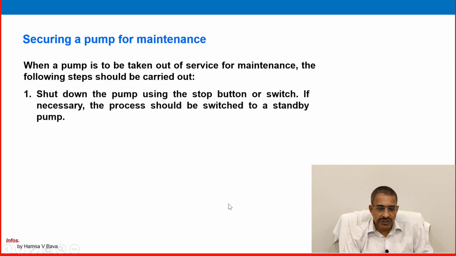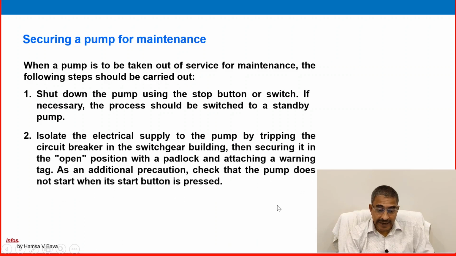Shut down the pump using the stop button or switch. If necessary, the process should be switched to a standby pump. Isolate the electrical supply to the pump by tripping the circuit breaker in the switchgear building, then securing it in the open position with a padlock or attaching a warning tag. As an additional precaution, check the pump does not start when its start button is pressed.